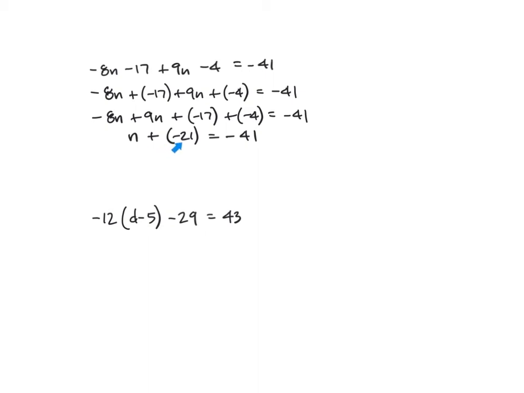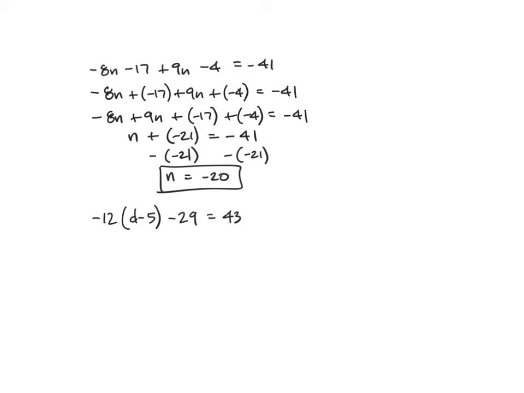So I'm adding negative 21. To undo that, I'm going to subtract negative 21, and I'll subtract that from the left and from the right. And so what I end up getting on the right is negative 41 plus 21, and that's negative 20, so I get n equals negative 20. And I can take this negative 20 here and plug it into the original equation and check my work, and that's a great way to find out if you actually got this correct.